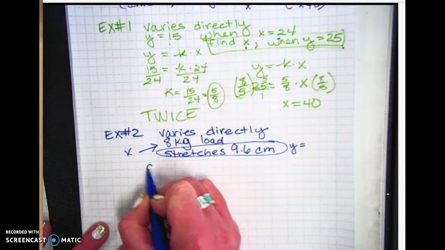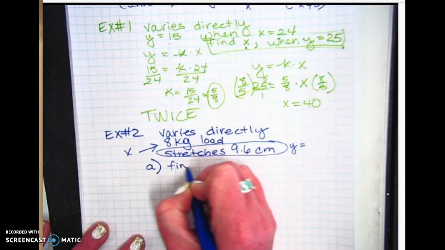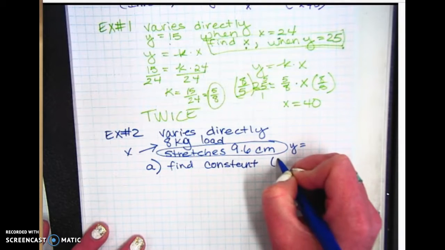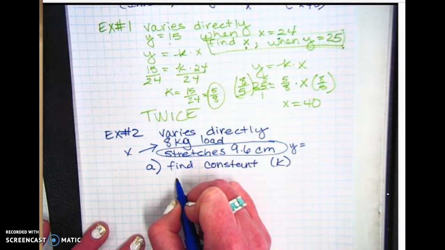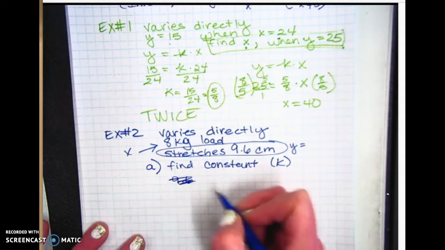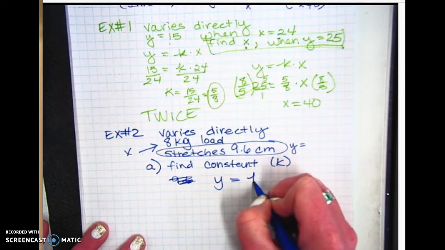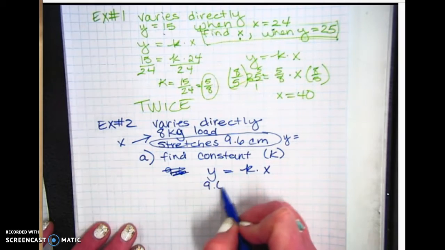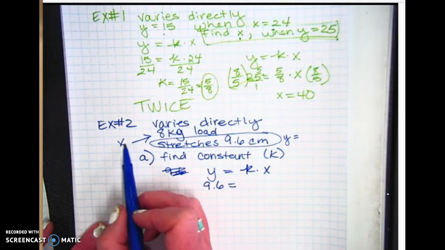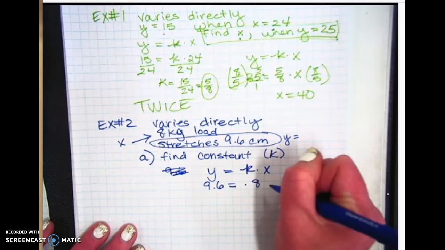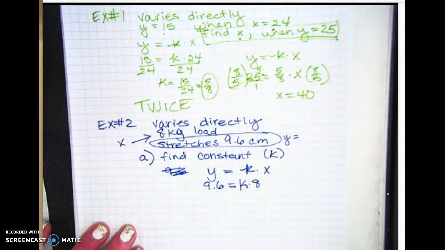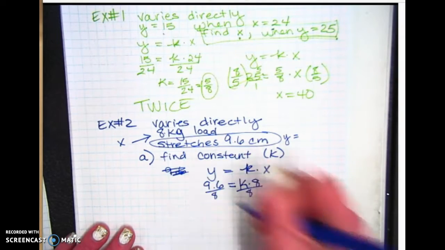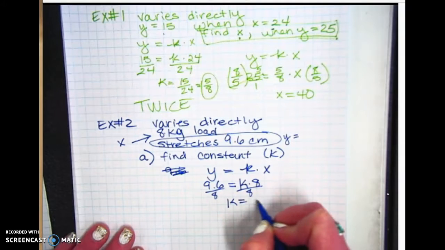Okay, so first, for part A, you want to find the constant, which in this case is k. So you're going to plug in 9.6. Oh, let's start with the equation. Y equals k times x. So we're going to plug in 9.6 for y, and we're going to plug in 8 for x. So it's going to be k times 8. We're going to divide both sides by 8. And I got k equals 1.2.